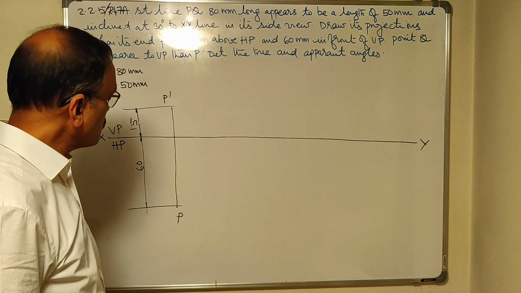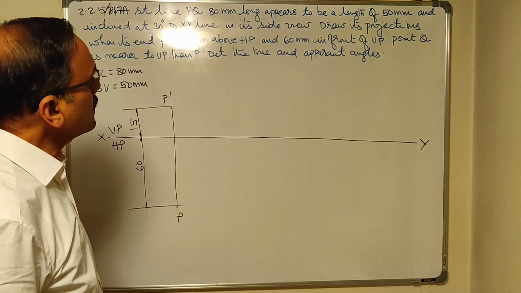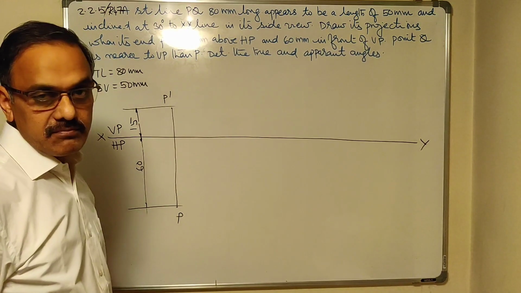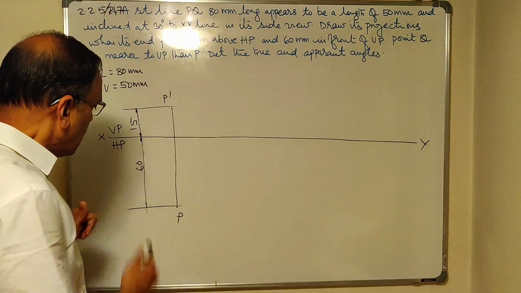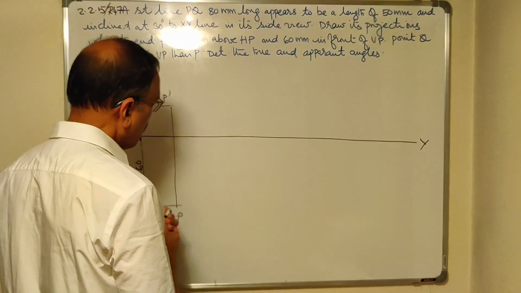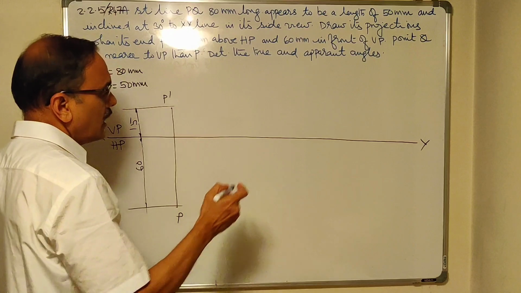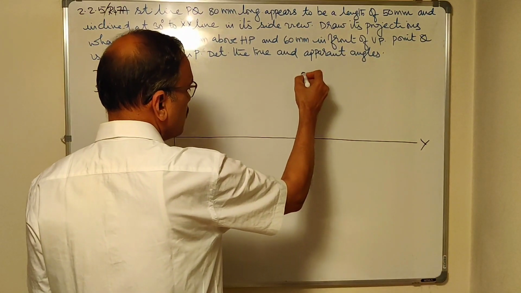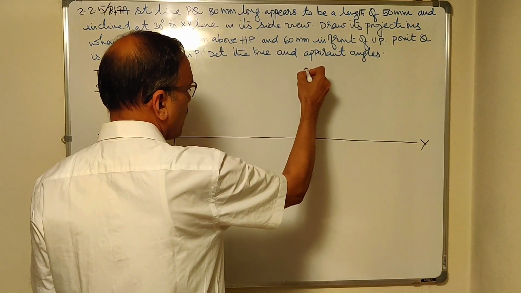Now I should move to the side view. Leave sufficient space here for drawing the top and front views, and then to draw the side view, you know how you have to draw the x1 y1 line.